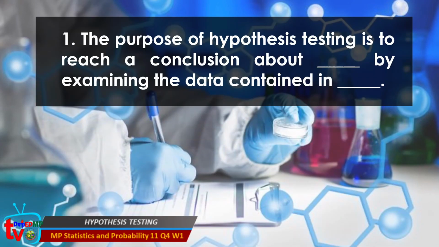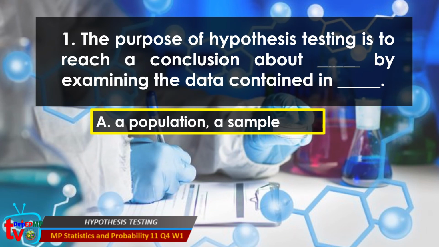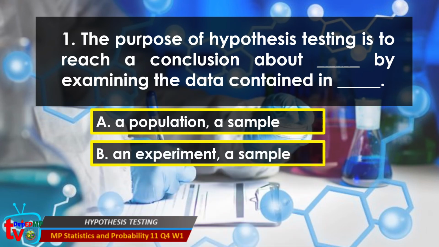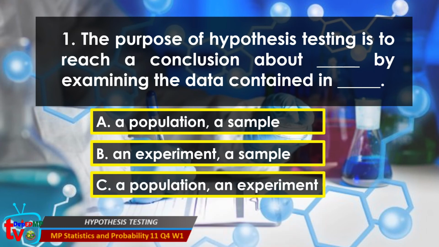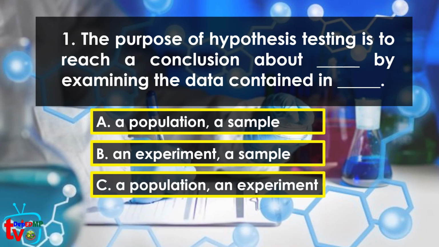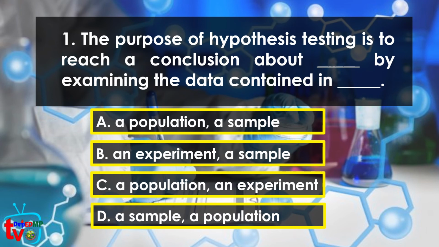Number 1. The purpose of hypothesis testing is to reach a conclusion about blank by examining the data contained in blank. Letter A, a population, a sample. Letter B, an experiment, a sample. Letter C, a population, an experiment. Letter D, a sample, a population.